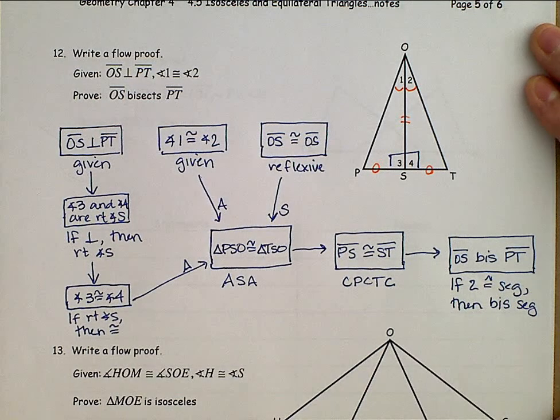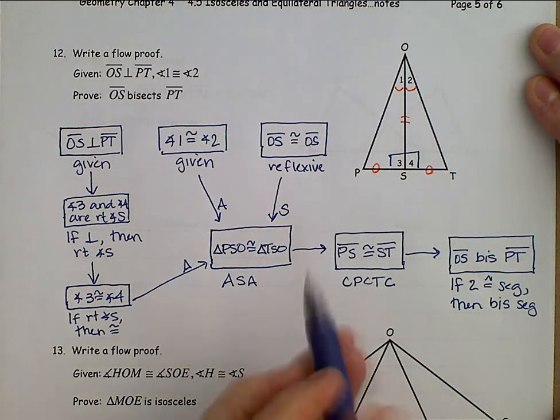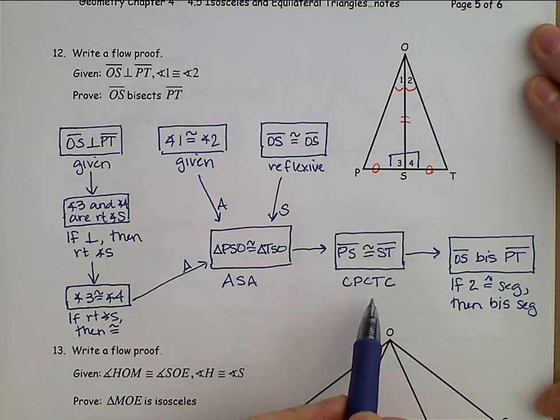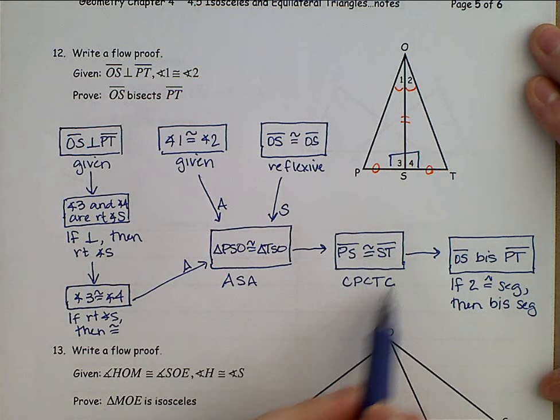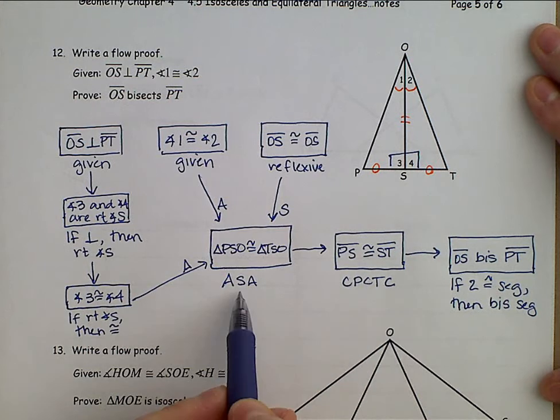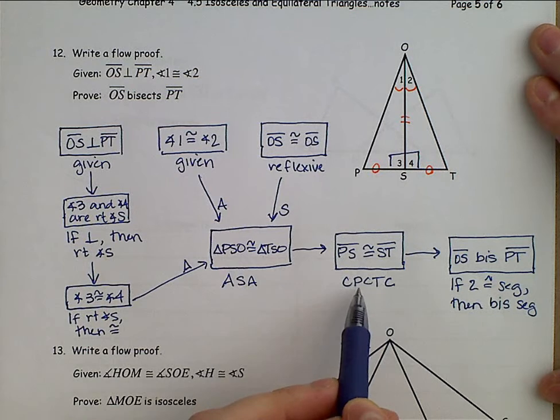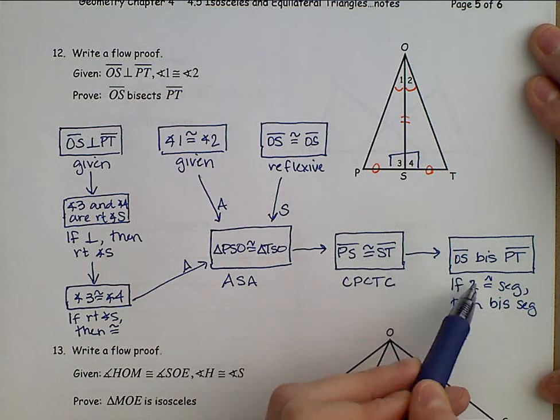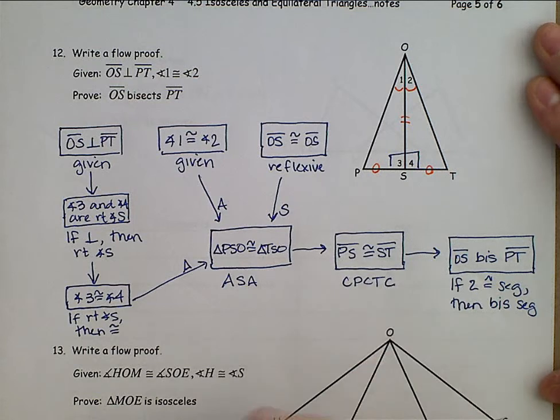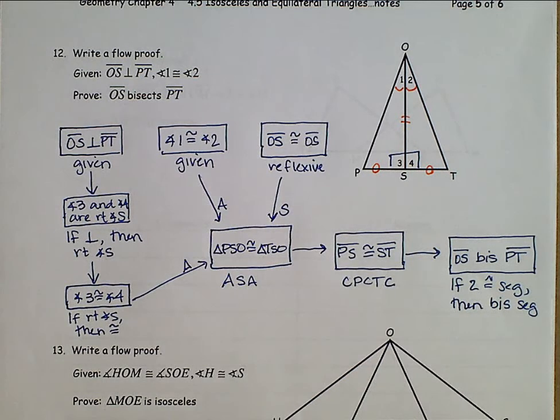Okay? So this is the first time that we're going beyond CPCTC. CPCTC is always used directly after you've proven two triangles are congruent, so that you can prove any other corresponding parts are congruent. From there, you absolutely can go further and prove anything else after that if you need to. Okay, so this is the first time that we've done that.